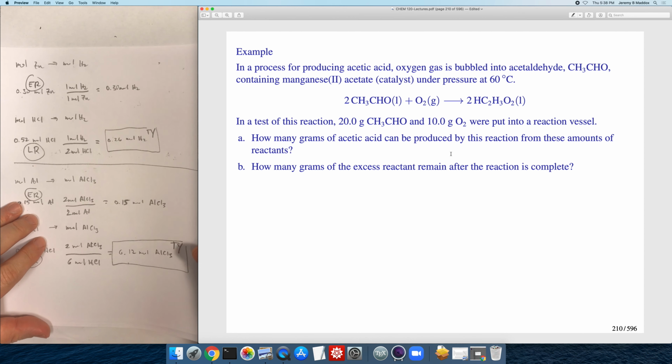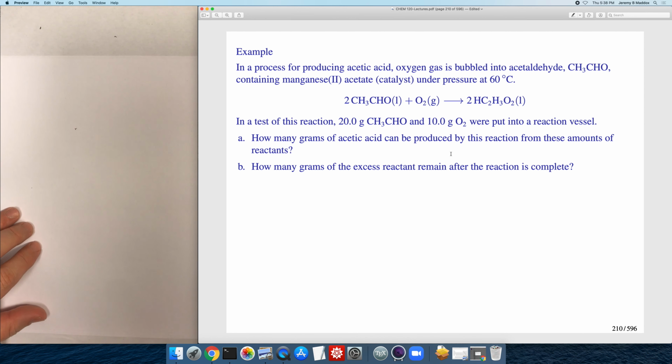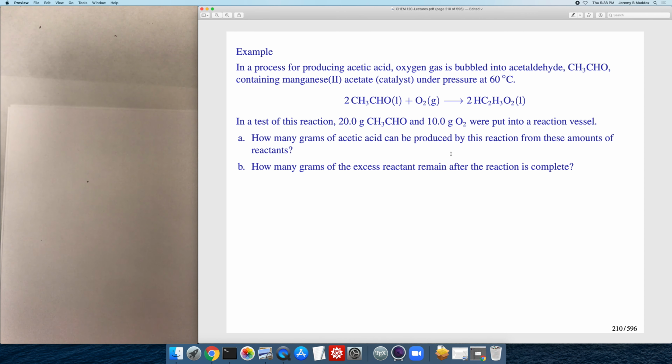So that's the answer to this question. This one is more elaborate. It's the same idea, but there's more involved in this problem. So let's look at this one. So we have acetaldehyde reacting with oxygen to give us acetic acid. And this time, instead of giving us moles of reactants, they've given us grams of the two reactants. We still solve the problem in the same way, except that we have to do a gram to mole conversion before we can calculate the two theoretical yields. Okay, so in the end, they want us to know what's the theoretical yield of acetic acid in grams.